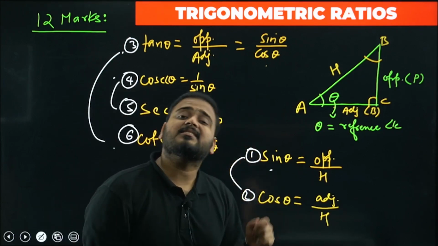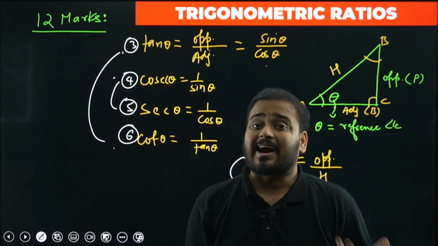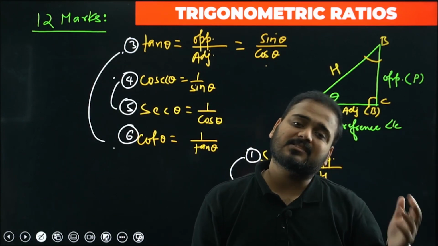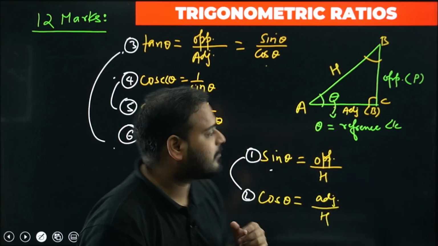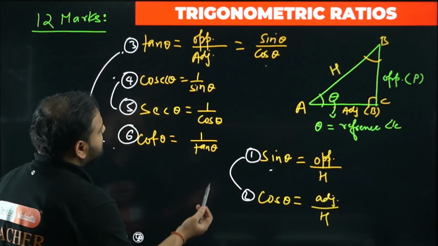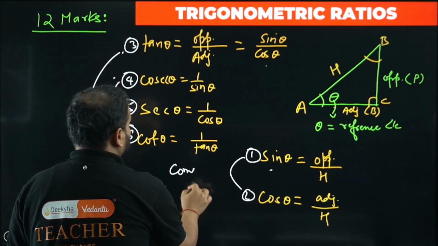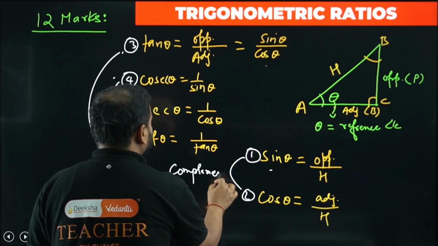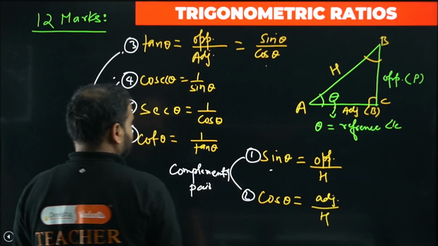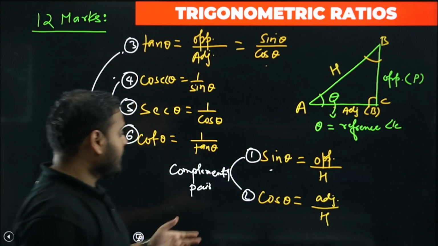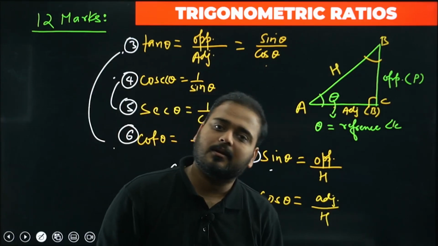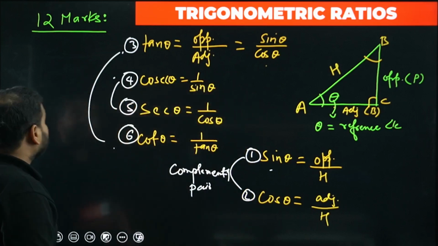So why is this understanding important? To help you write the special angles easily. To remember the special angles easily, we can use this understanding of complementary ratios. Sine and cos are complementary pairs, tan and cot and cosec and sec are also complementary pairs. Clear? I think the ratio part is clear.